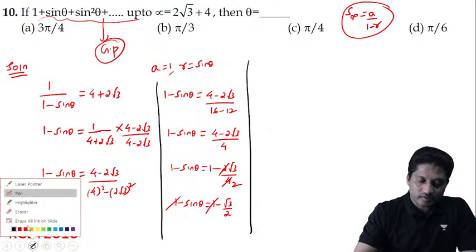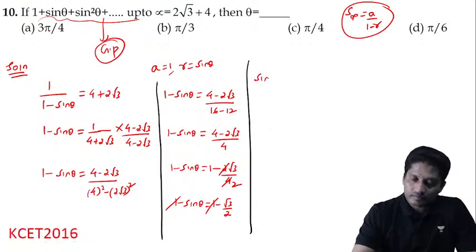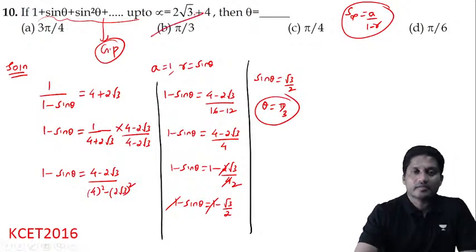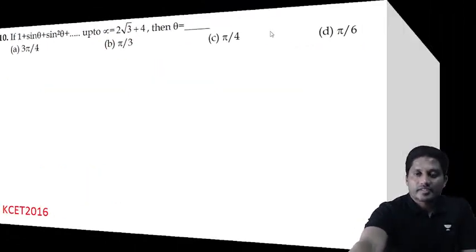Okay, sine theta is equal to root 3 by 2. Sine theta is root 3 by 2 means theta should be equal to pi by 3. Answer is option B. Let's move to the next question.